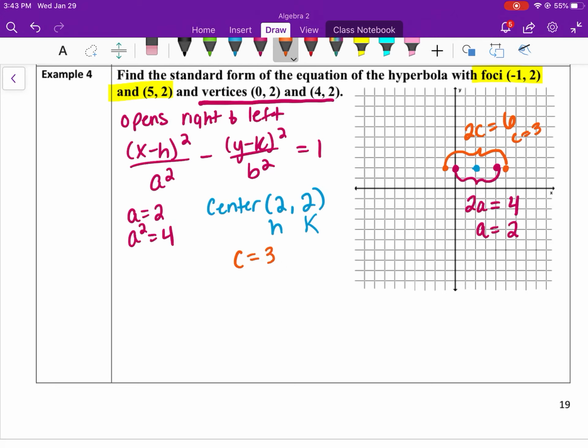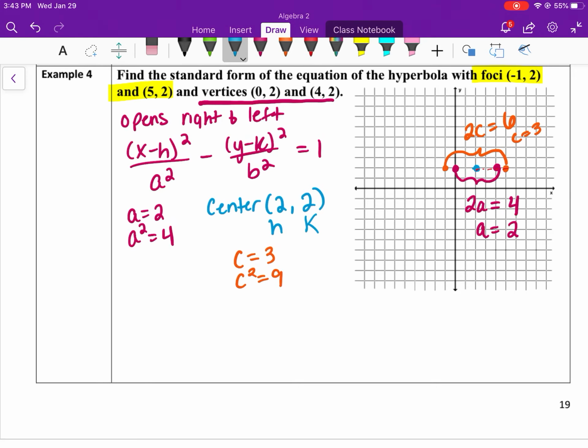C equals 3, which means that C squared will equal 9. I'll need that in a second. You can also count the distance from the center to the focus, and that's also just 1c. So the center to the focus is 3, from focus to focus is 2c.